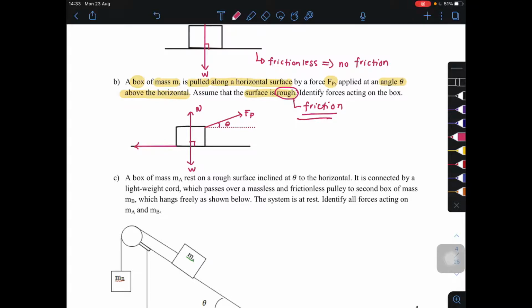And what friction is this? Since it is pull, bermaksud dia bergerak lah kan. So meaning that the friction here is kinetic friction. Okay, friction, remember it must be on the surface. Sebab ni adalah surface, so friction must be on a surface. So that's all the forces that we have on this given situation.